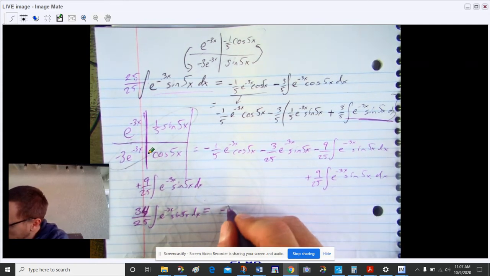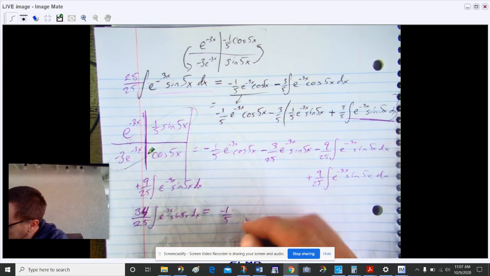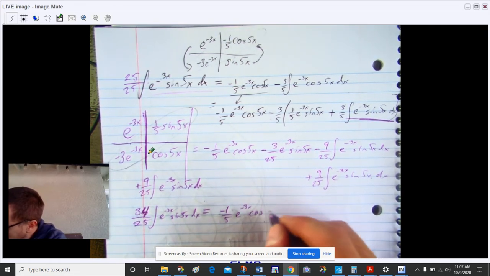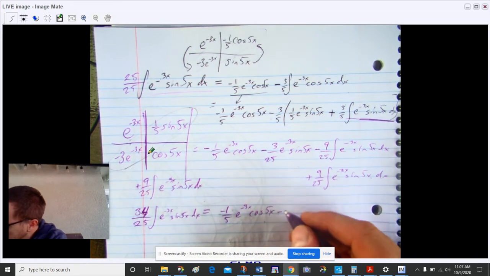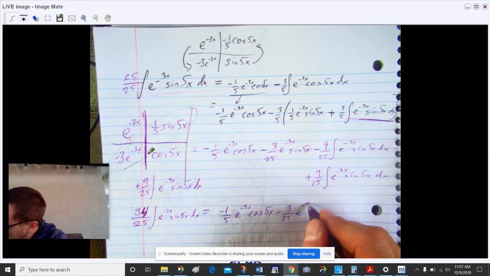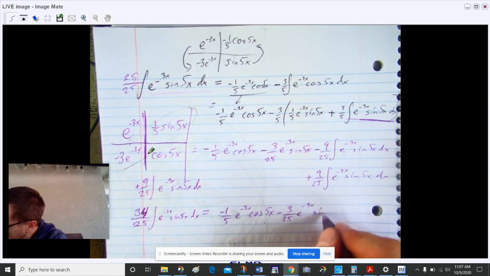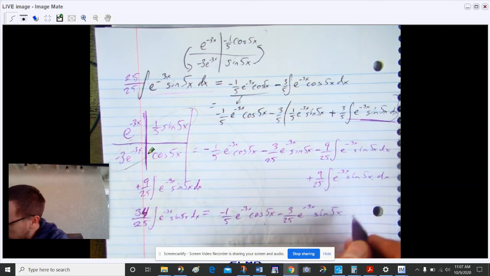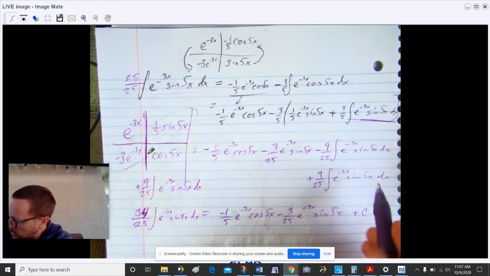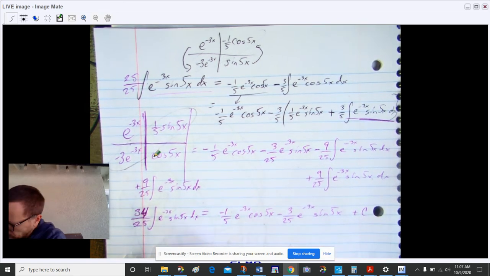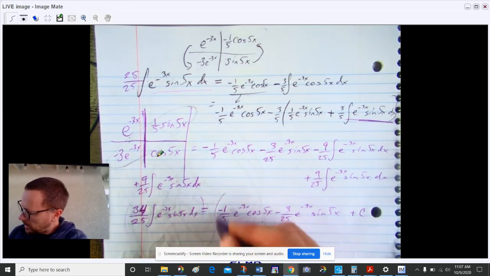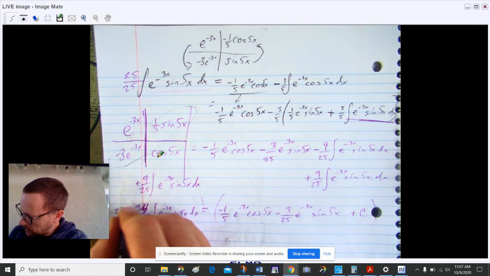That equals negative 1 over 5 e to the negative 3x cosine of 5x minus 3/25 e to the negative 3x sine of 5x. And of course, you get that plus c always. And as always, plus c. So now, multiply both sides by that 25 over 34.